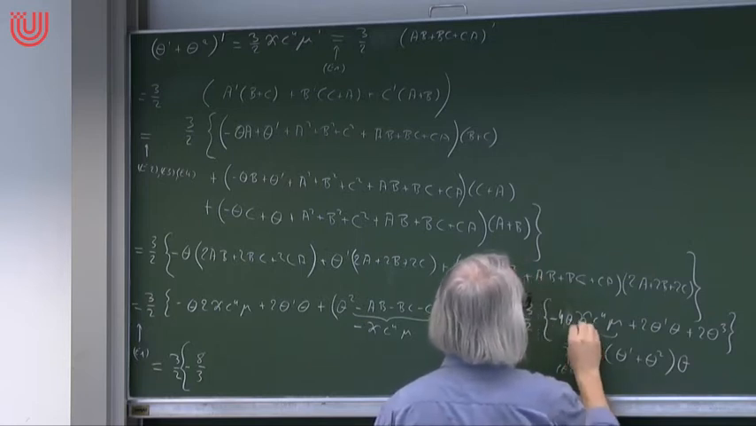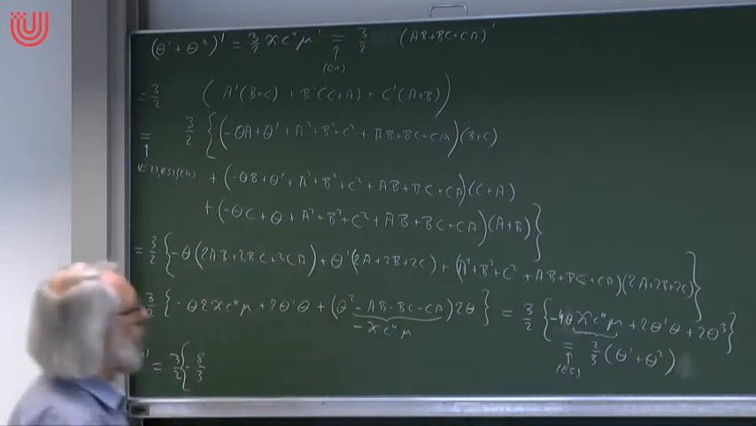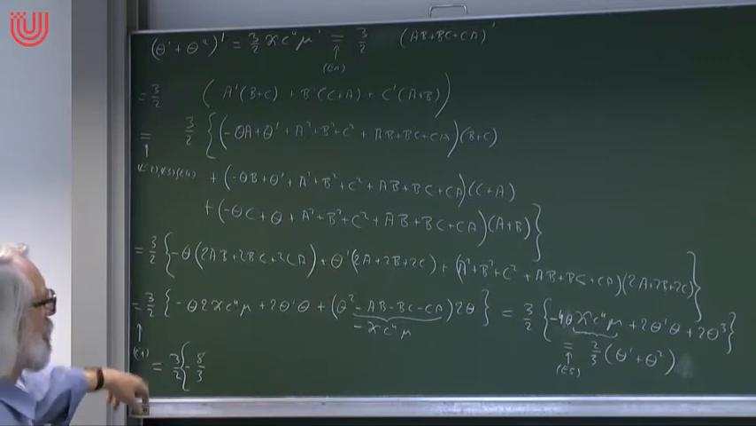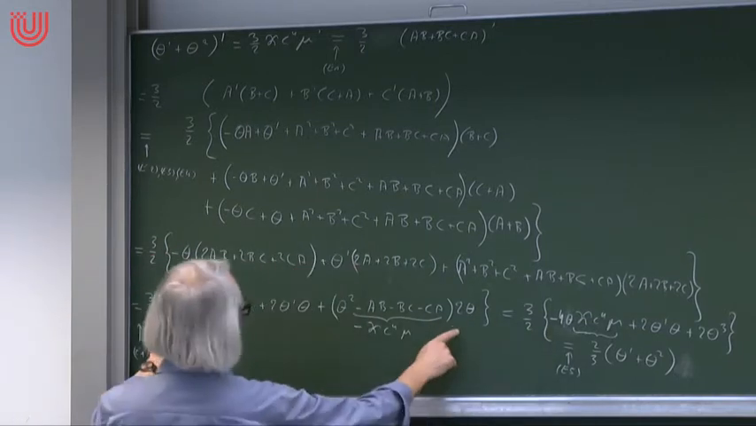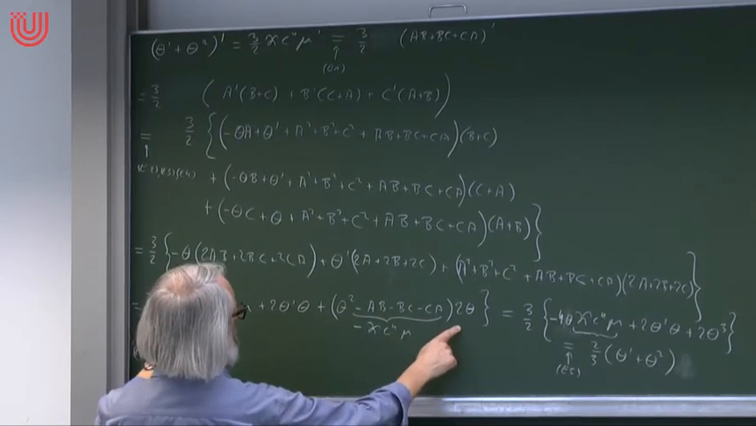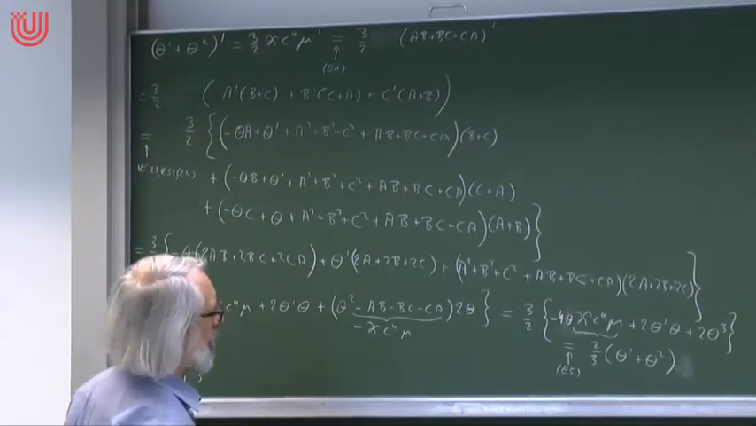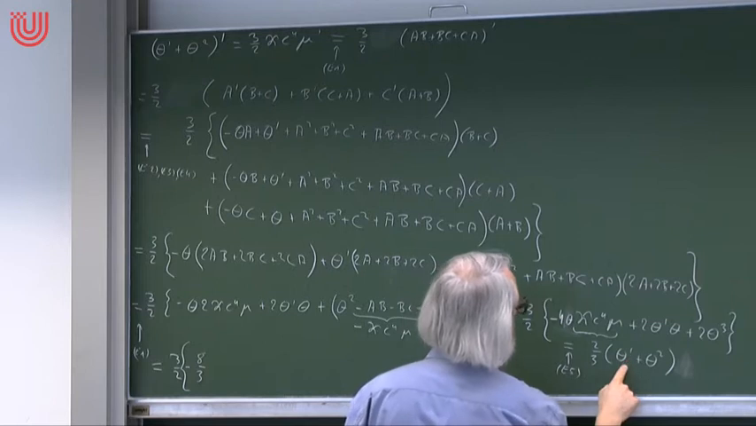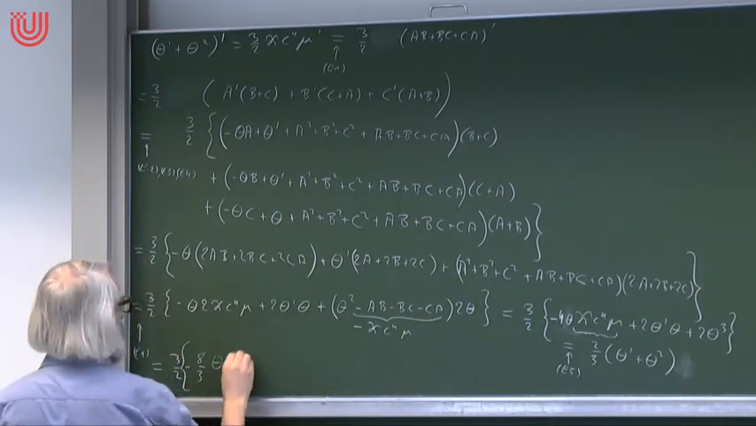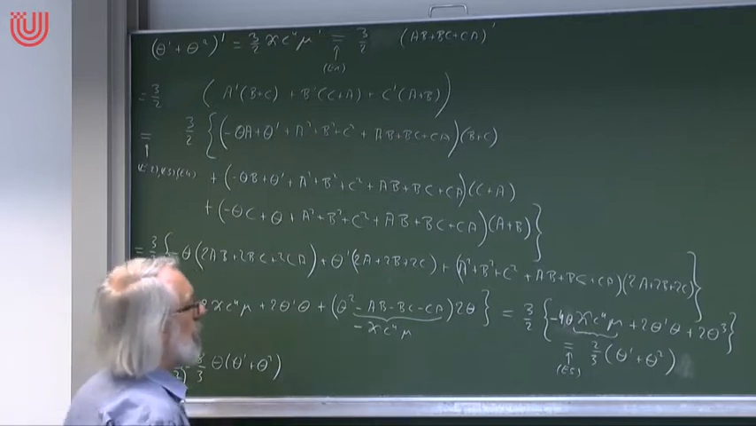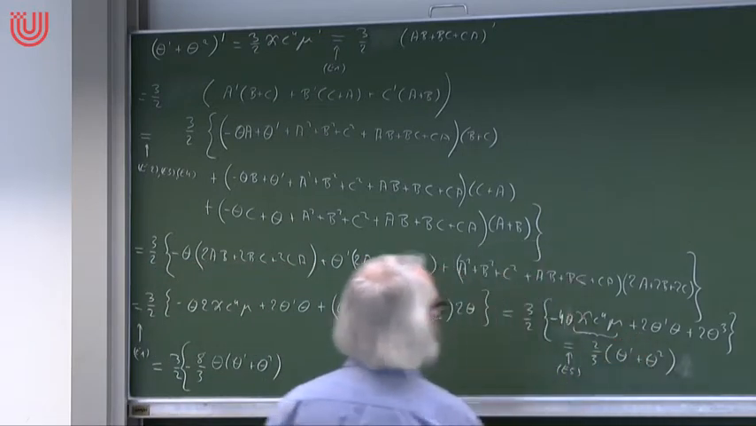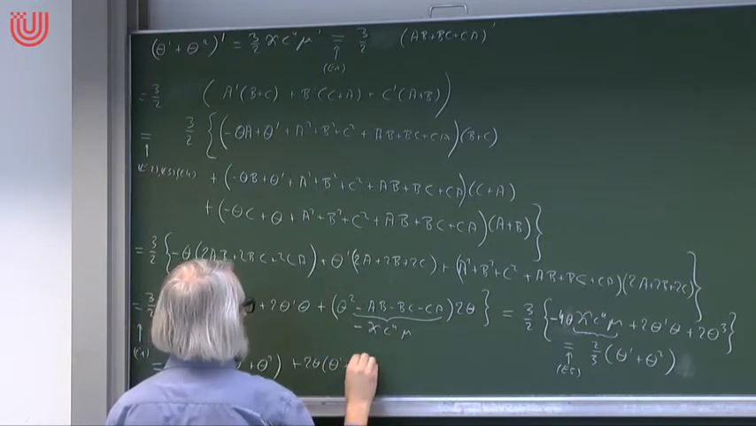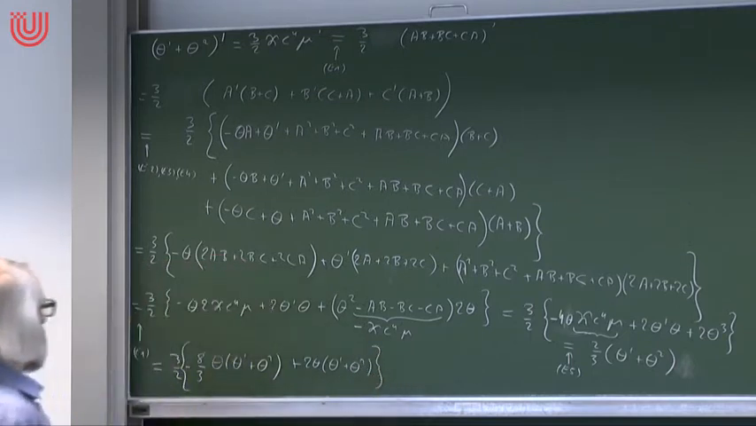Oh no, let me do it this way. This 8 looks funny, but let me see what we get. Minus 8, oh yes, right. Minus 4. That's true. Minus 2 is minus 4, right? So it's minus 8/3 theta times theta prime plus theta squared. And here I have plus 2 theta prime plus theta squared. Right?